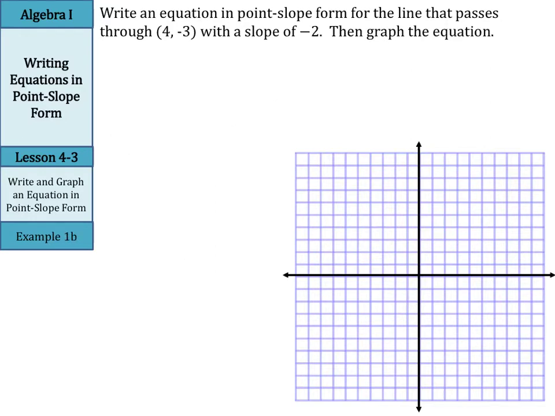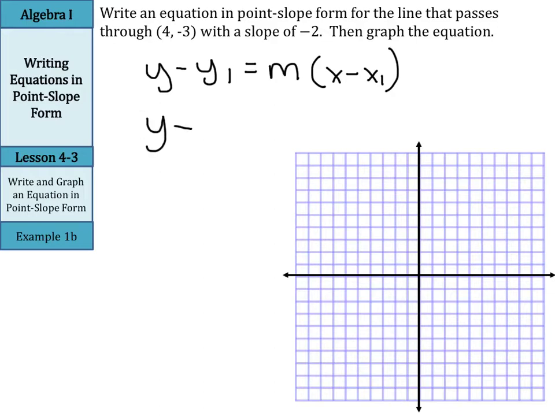If we do another one like this, write an equation in point-slope form for the line that passes through (4, -3) with a slope of -2, then graph. Let's again start with our point-slope form, which is y minus y1 equals m times x minus x1. So we have y minus our y1, which is going to be -3, equals our slope of -2 times x minus 4.